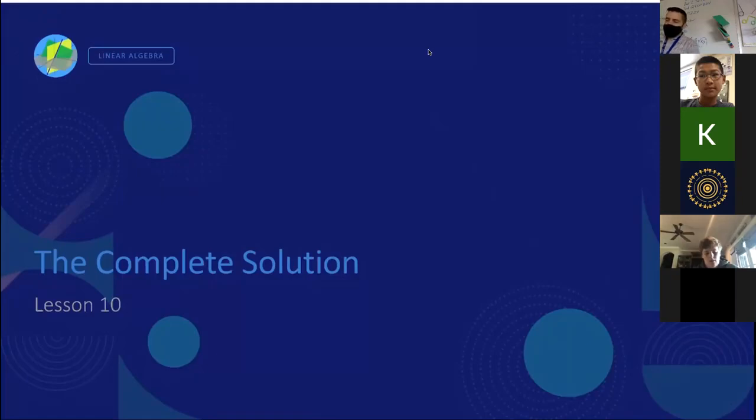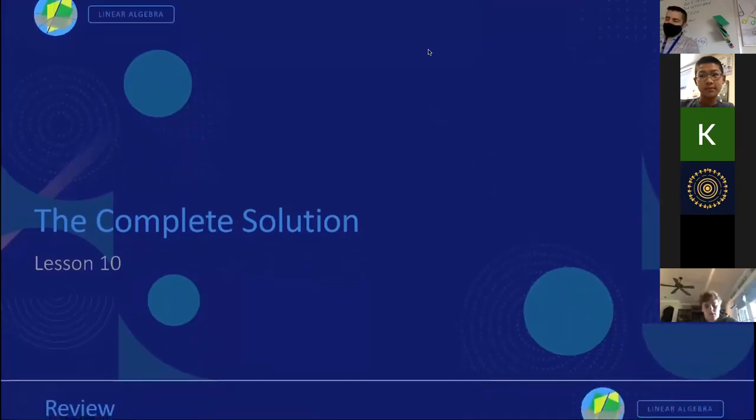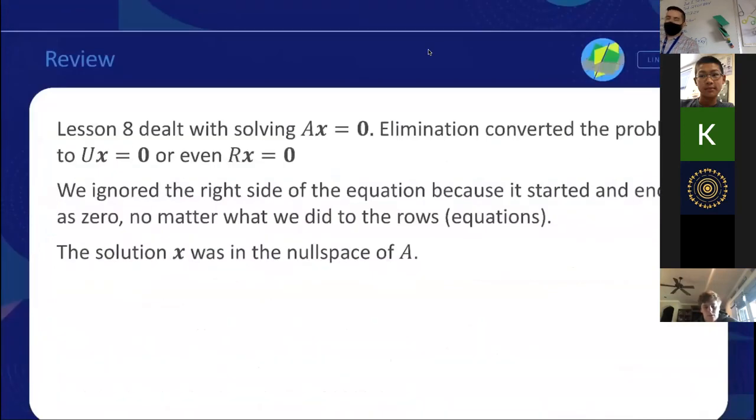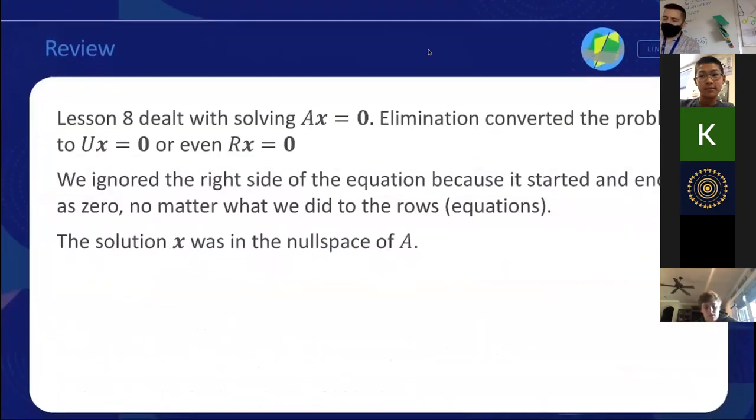So you want to make as many connections to the past lessons as possible, although this does just have a process that we're going to go through that you kind of could use. Let me do this thing. All right, so it is going to heavily use what we did in lesson 8. When we solved for Ax equals 0, we found the solutions in the null space. Elimination converted this problem to Ux equals 0. I showed you could go even further to R, reduced echelon form.